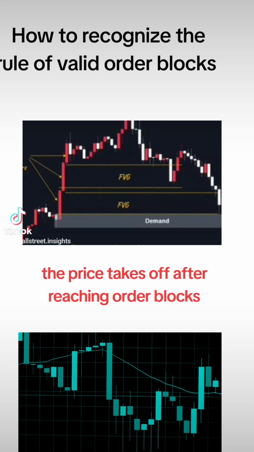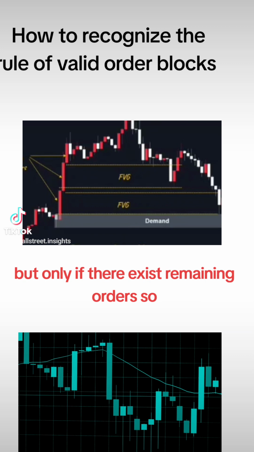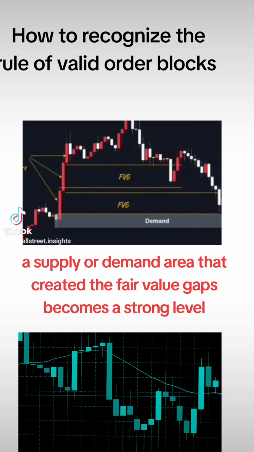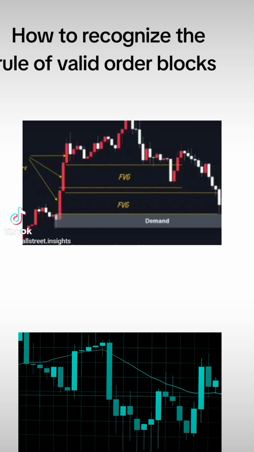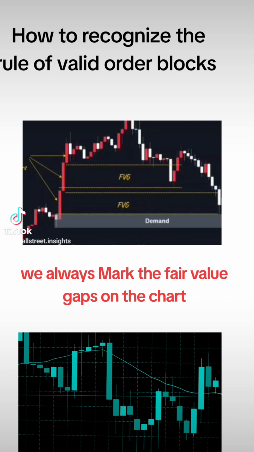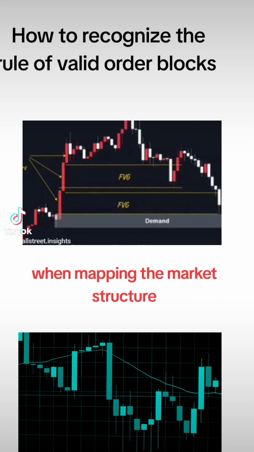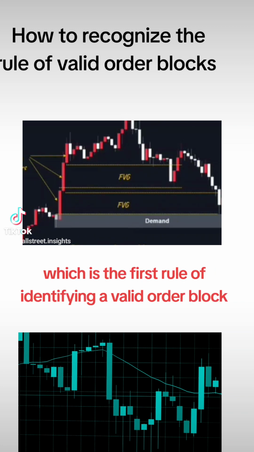The price takes off after reaching order blocks, but only if there exist remaining orders. So, a supply or demand area that created the fair value gaps becomes a strong level. We always mark the fair value gaps on the chart when mapping the market structure, which is the first rule of identifying a valid order block.